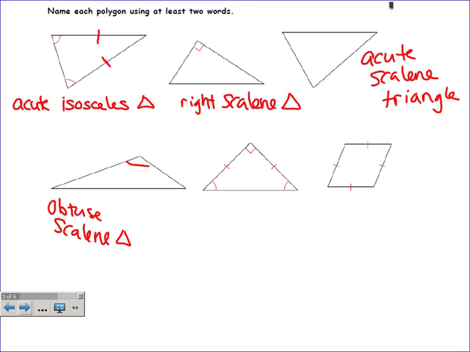Lachey, what about this one right here? Okay, I agree with the right. Yeah, that's right. Right isosceles, and you're pronouncing it just fine. Right isosceles triangle.